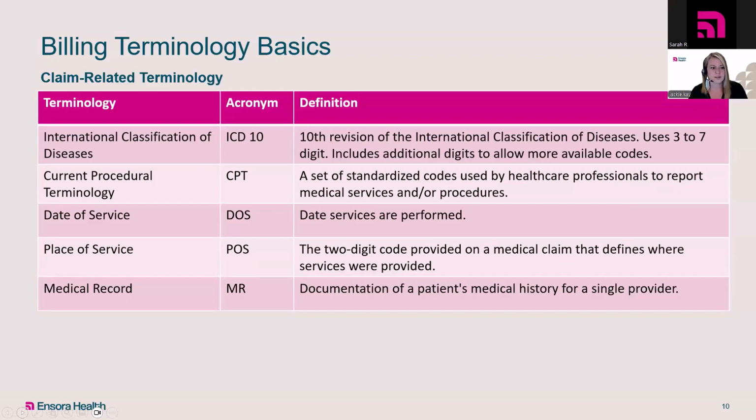And then we have your DOS or date of service, and that's the date services were performed. We have your POS, which is your place of service, and that's your 2-digit code provided on a medical claim that defines where services were provided. And then lastly, we have your medical record, your MR. That's your documentation of a patient's medical history for a single provider.